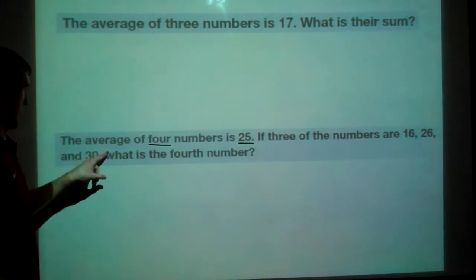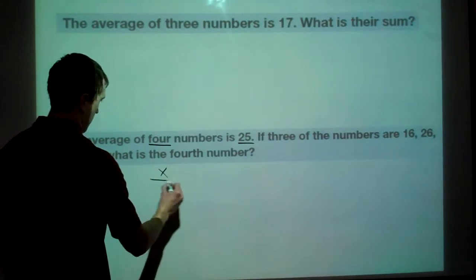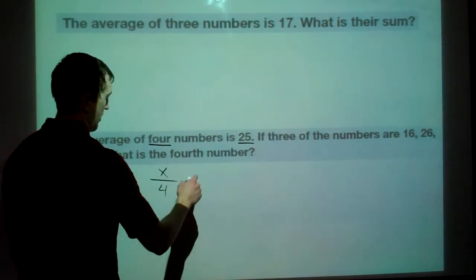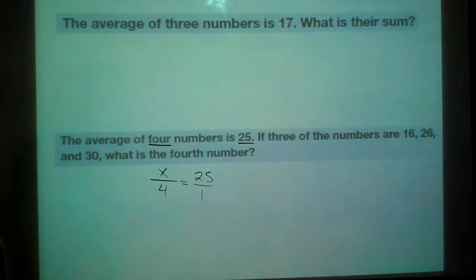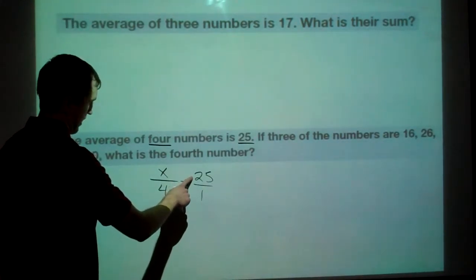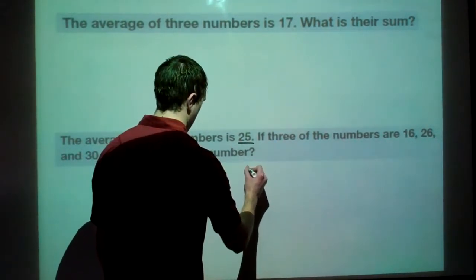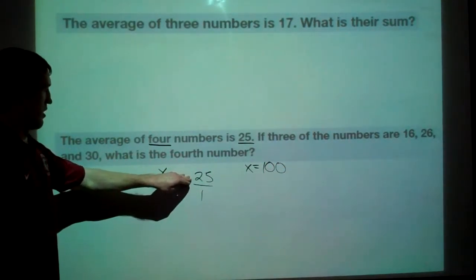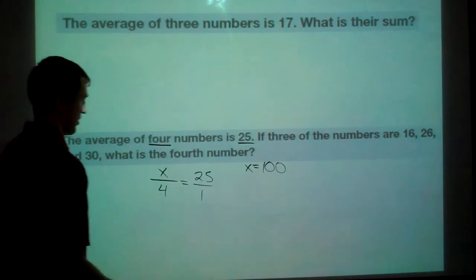Well, let's think about this again. The average of 4 numbers, so we need a sum that when we divide it by 4, because there are 4 numbers, we get 25 for an answer, or 25 over 1. So basically this is telling me that when these numbers are added together, our sum should be 4 times 25 divided by 1, or just 4 times 25, which is 100. So our sum equals 100, because 100 divided by 4 gives us 25. And we know the other 3 numbers, so let's add those up. 16 plus 26 plus 30.